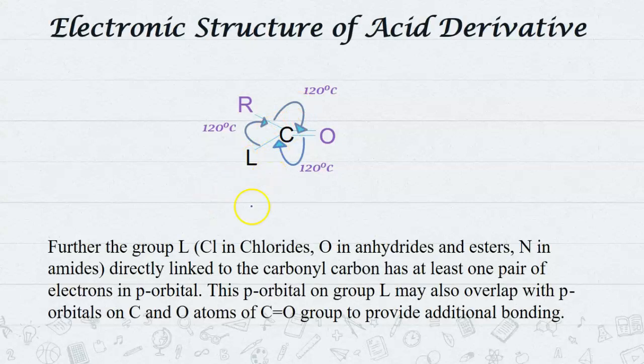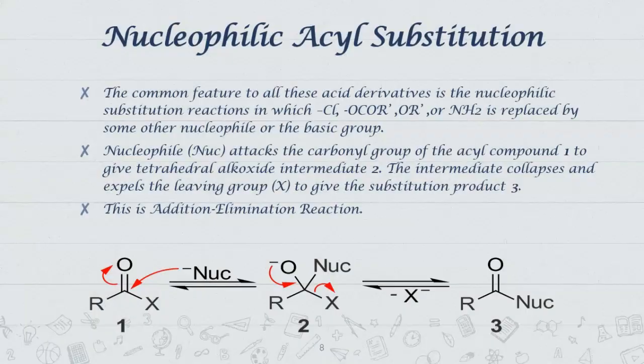Okay, this we have already discussed. Further, the group L directly linked to the carbonyl carbon has at least one lone pair of electrons in a p orbital. This p orbital on group L may overlap with the p orbital on carbon and oxygen. These are all the things that I've told you in the previous slide. So proceeding to the next important topic, that is nucleophilic acyl substitution.